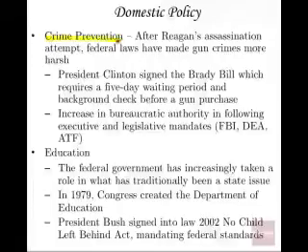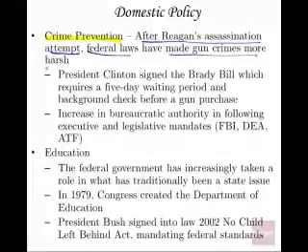So in terms of domestic policy, what are certain things that the federal government controls? One might be crime prevention, and a lot of it has to do with gun control. The federal government has taken steps to enact laws limiting gun ownership or making it more difficult to get gun ownership. Basically, after Reagan's assassination attempt in 1981, federal laws have made gun crimes more harsh.